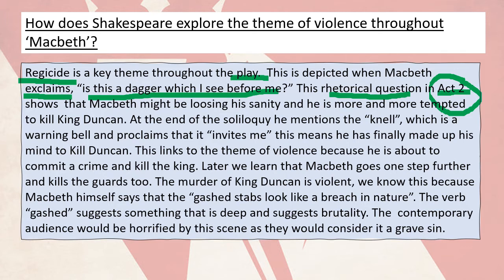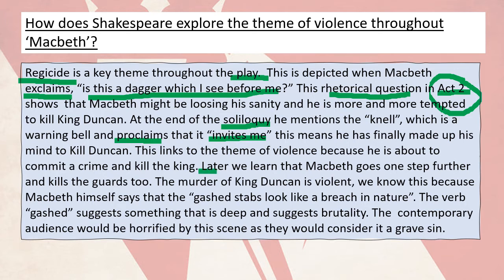At the end of the soliloquy, lovely subject terminology again, he mentions the knell, which is a warning bell, and proclaims it invites me. Again, we've got this proclaims instead of says. This means that he has finally made up his mind to kill Duncan. This links the theme of violence because he is about to commit a crime and kill the king. Later we learn that Macbeth goes one step further and kills the guards too.